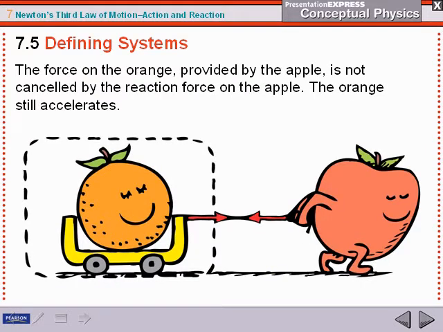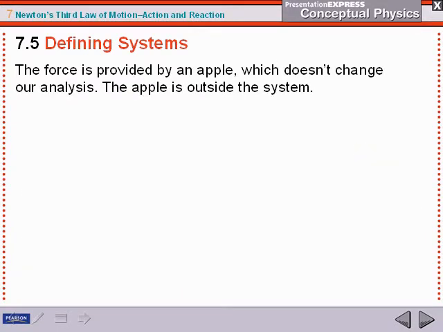So now let's take an apple. We'll say that the apple is pulling on a rope and it's pulling the orange. So if you look, the apple is pulling on the orange, that's one force, and the reaction force would be the orange pulling back on the apple. But remember, the reaction force is not operating on the orange, so it's not canceling out the pulling force on the orange. The orange is still going to accelerate.